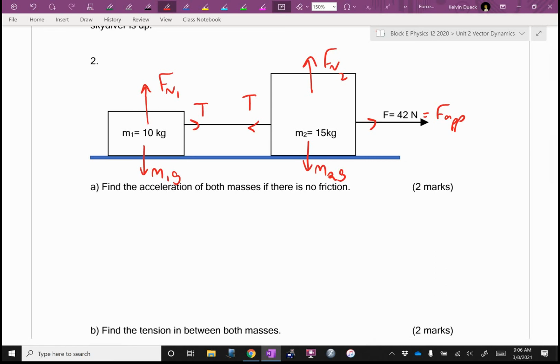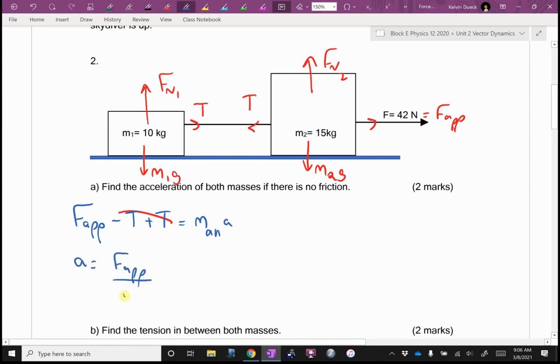Who's winning? Got to be F applied, so it's going to look like this. Winner minus loser plus winner, that equals M all A. How come I don't put M1G or M2G into my equation? I'm writing an equation along the rope. M1G and M2G, they'll show up if there is friction, but otherwise they won't show up. Oh, tension, yay. I'll end up with A equaling F applied divided by M all.